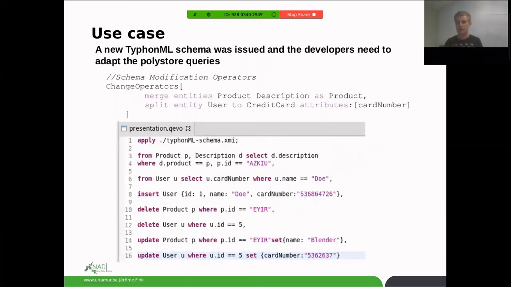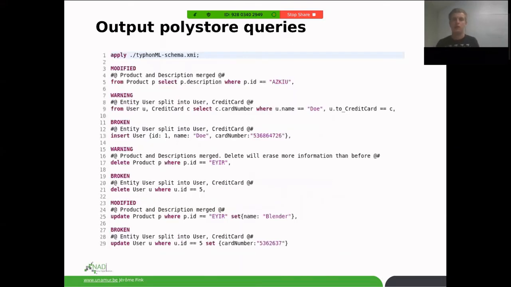For the example here, we imagine that we want to merge the product and description entities into a single entity called product. And we want to create a new entity called credit card containing the credit card information from the entity user. So once you execute the evolution script on these queries, you will get this result.